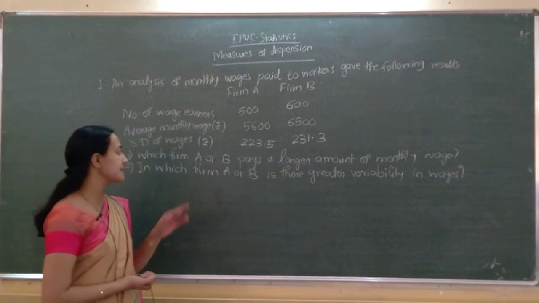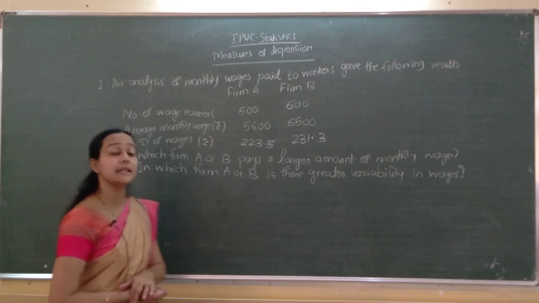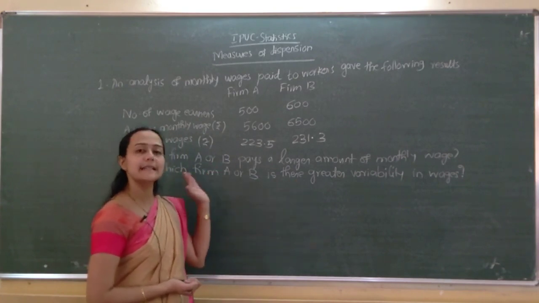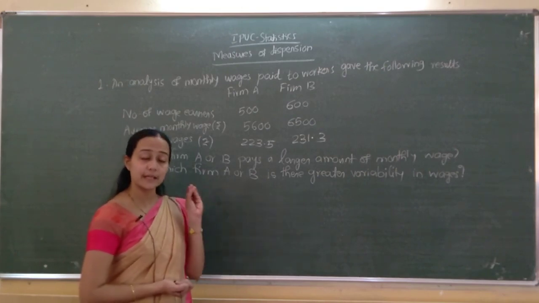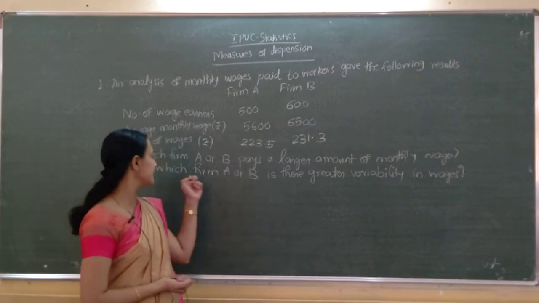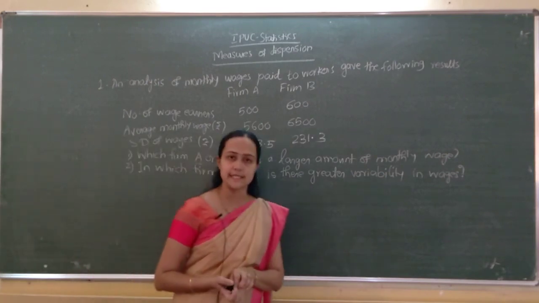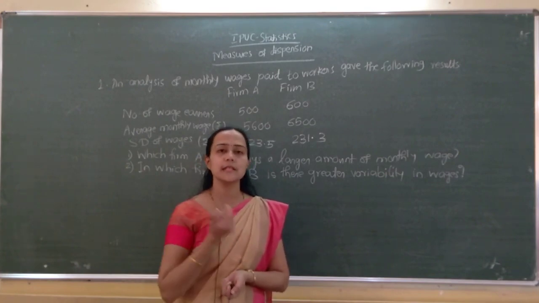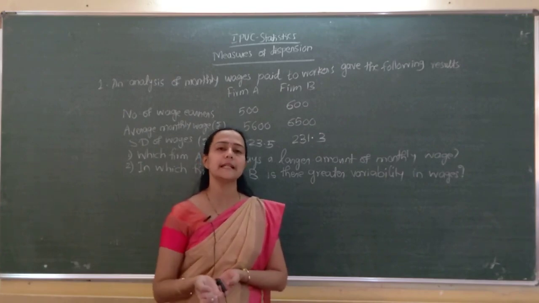What is the second question? In which firm, A or B, is there greater variability in wages? So here what do we have to compute? We have to compute CV, the coefficient of variation. For comparing the variability of two or more series, we compute CV first. CV more means variability is more, isn't it? So we have to compute CV of firm A and CV of firm B. After that, whichever CV is more, its variability is more.